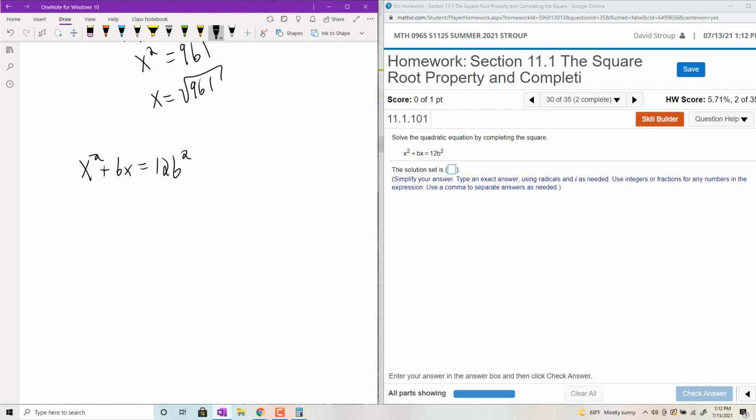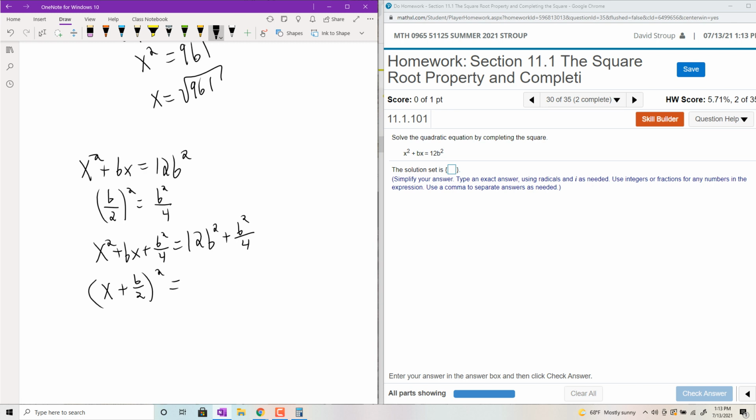Okay, so I have to solve this by completing the square. So the first step is to figure out your b over 2, and coincidentally our b is equal to b. Okay, so I'm going to square that. I get b squared over 4. So I have x squared plus bx plus b squared over 4 equals 12b squared plus b squared over 4. Factor it, so it'd be x plus b over 2 squared equals, I'm going to combine these together with a common denominator. Okay, so top and bottom by 4.